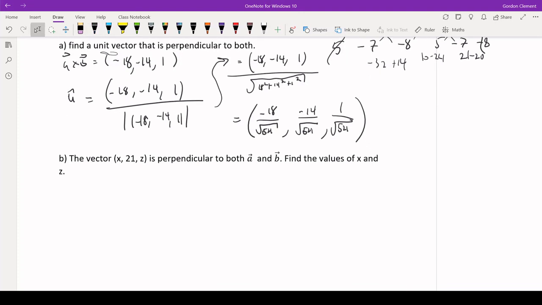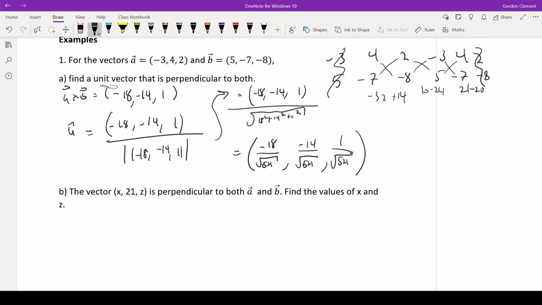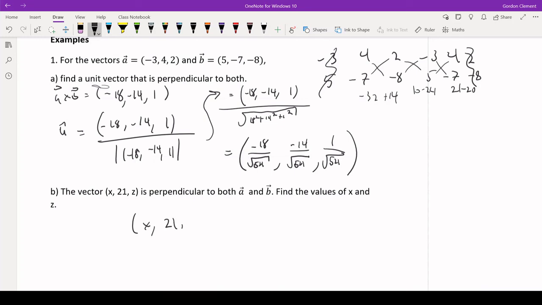So here's the other flavor of this question, where I've told you that x, 21, and z is perpendicular to both a and b. So it is parallel to this cross product vector. It is in the same direction or the complete opposite direction of that cross product vector, which means if two vectors are in the same direction, or collinear or parallel, however you want to say that, it means one is a scalar multiple of the other. So x, 21, z would have to be some scalar multiple times that cross product that we've already found. So something like that.